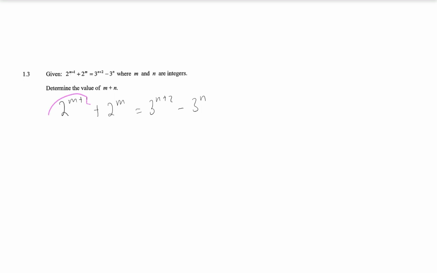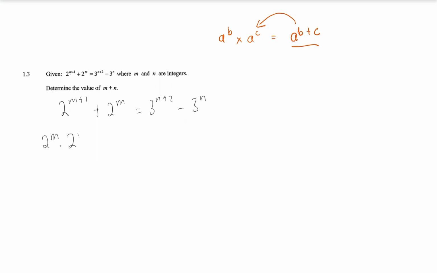So now you see this term, I am going to split it into two parts. It's going to be 2 to the power of m times 2 to the power of 1, right? Because we know by the law of exponents, if I have a to the power of b times a to the power of c, this is the same thing as a to the power of b plus c. But if I have a to the power of b plus c, I can go back to a to the power of b times a to the power of c, which is what we just did over here.